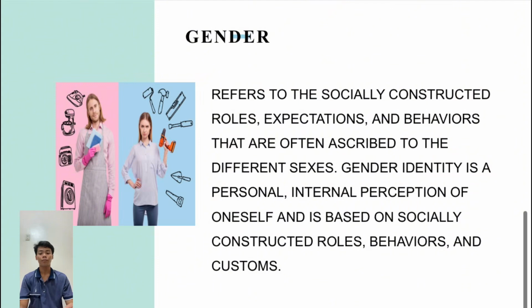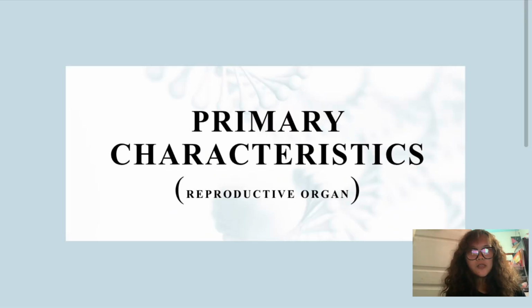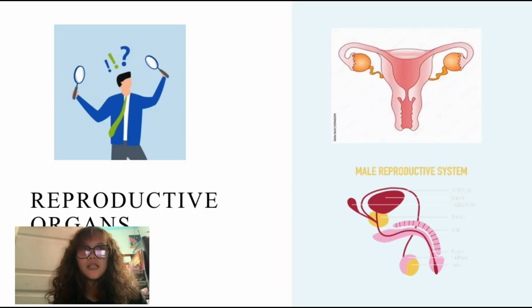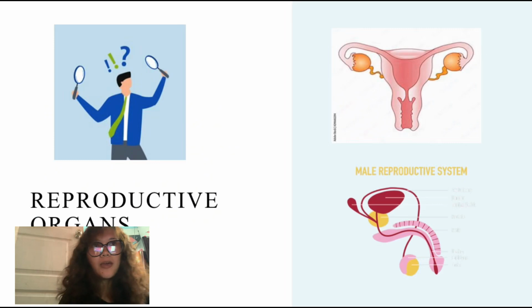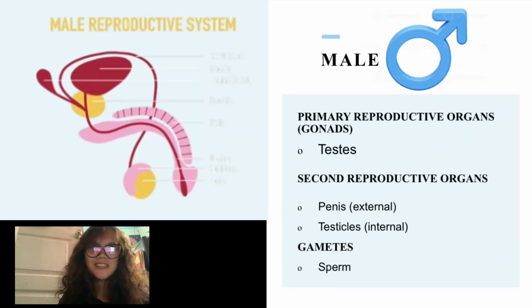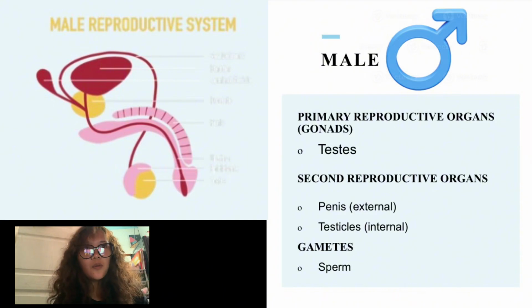Okay, moving to the next part, the first factor in our report will be reported by my groupmates. Next, we are going to be talking about the primary characteristics of biological sex, which are mainly based on the reproductive organs of males and females. For males, the primary sex characteristics include the testes, which are internal organs responsible for producing sperm and the hormone testosterone. Next is the penis, which is the external reproductive organ and is used for urination and sexual reproduction.